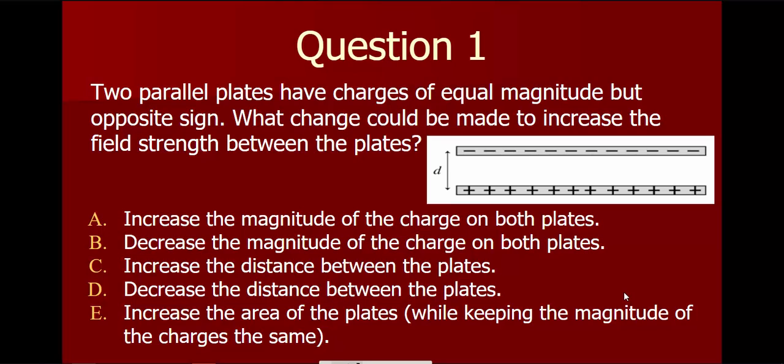It says we have two parallel plates. They have equal magnitude but opposite sign, which is what you should expect for two parallel plates. What change would be made to increase the field strength between the plates? It gives us these options: increase the magnitude of charge, decrease the magnitude of charge, increase the distance between the plates, decrease the distance between the plates, or increase the area of the plates while keeping the magnitude of the charges the same. Tell me what y'all think.